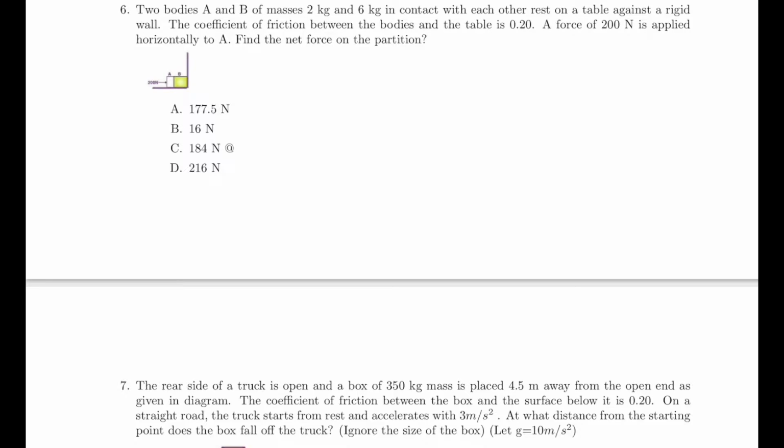Two bodies A and B of mass 2 kg and 6 kg are in contact with each other, resting on a table against a rigid wall. The coefficient of friction between the bodies and the table is 0.2 and a force of 200 Newton is applied horizontally to A. Find the net force on the partition.